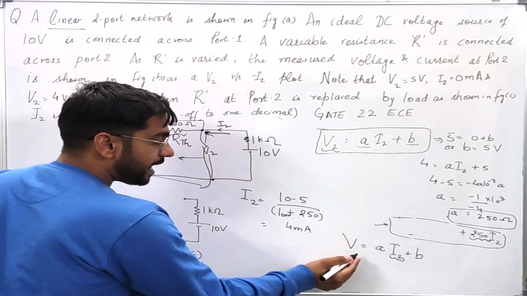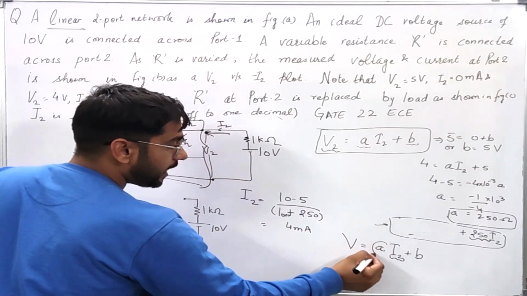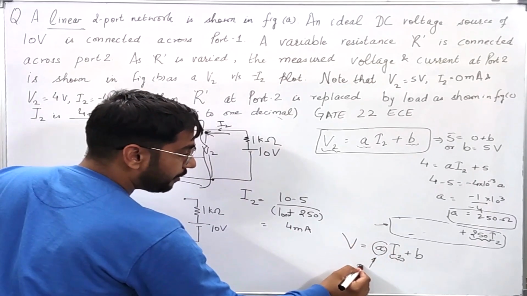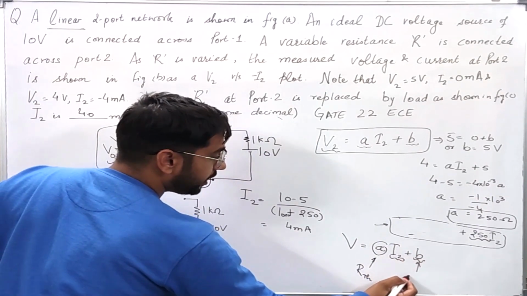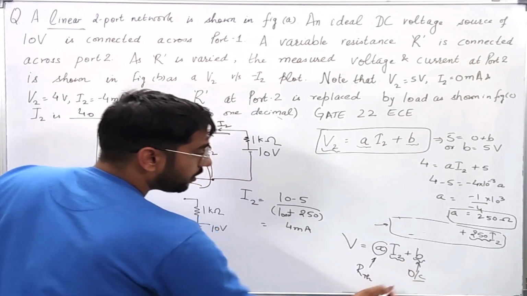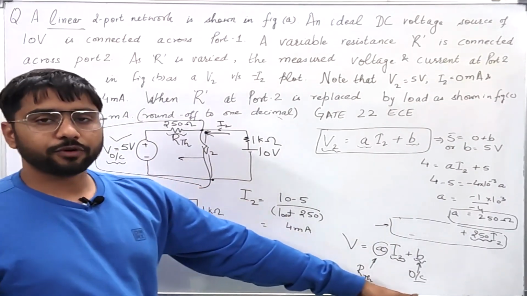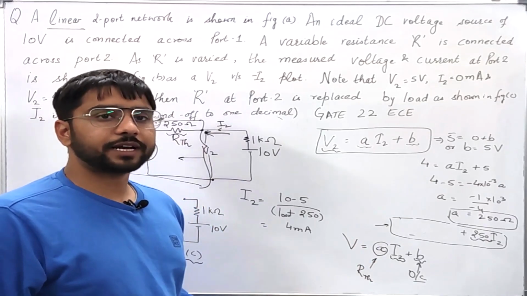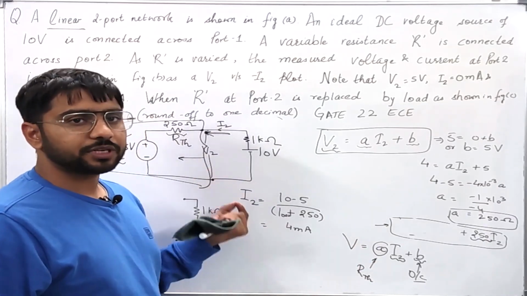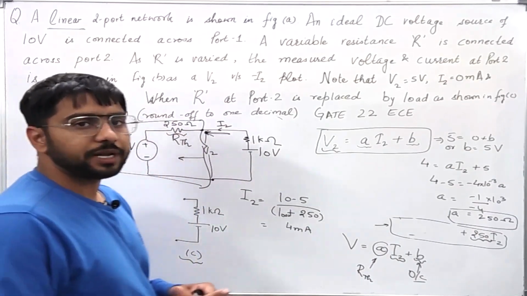Now when I write the equation of the given network in this form, then this A will be equal to the R Thevenin and this B will be equal to the open circuit voltage of this network, which is the Thevenin voltage. So this is a very general method, and using this method we can solve any kind of question which involves a linear network in which Thevenin theorem is applicable.